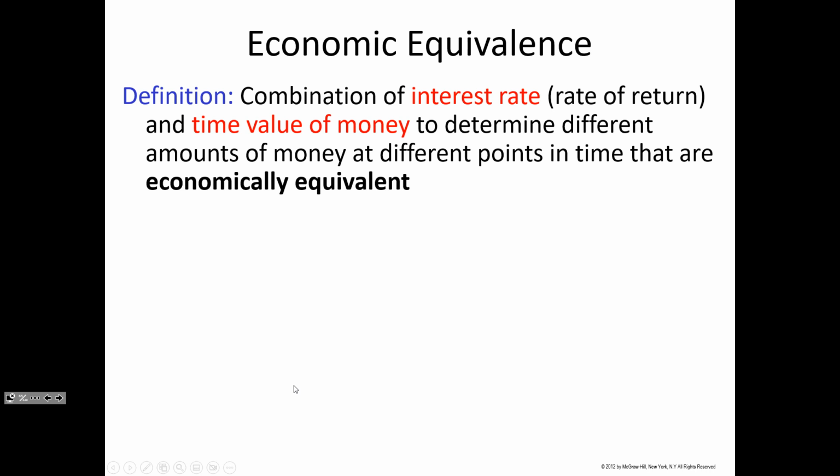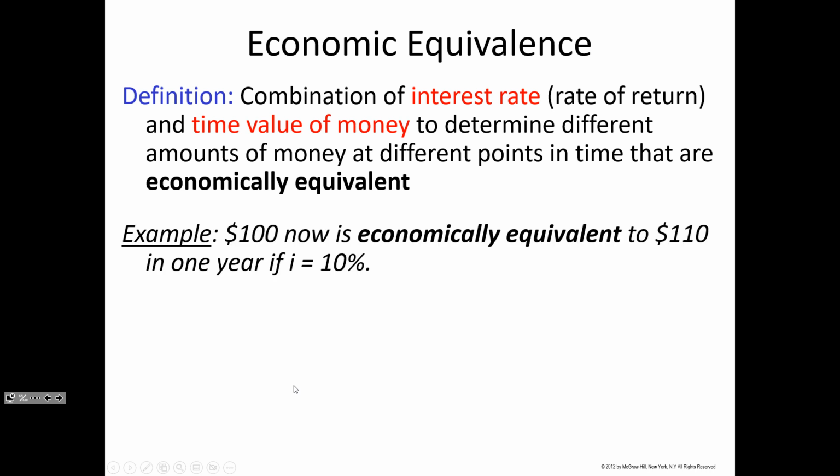The economically equivalent value. So $100 now is economically equivalent to $110 in 1 year in the future if the interest rate is 10%. Okay, that's obvious enough because we know that future is present times (1 plus i) to the n. And so if n is 1 and i is 10%, then it's 1.1 to the power of 1 times $100. The future will be $110. That's clear enough.